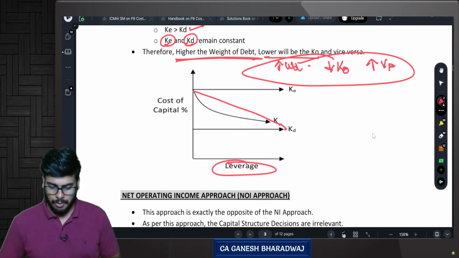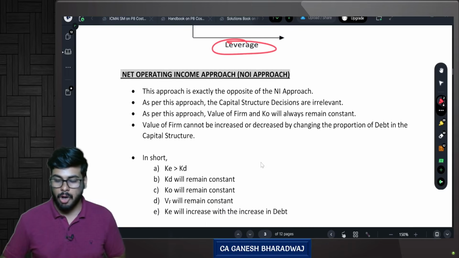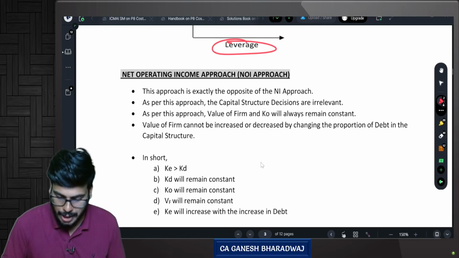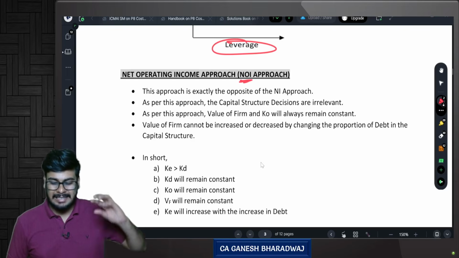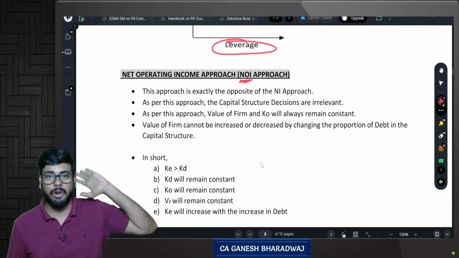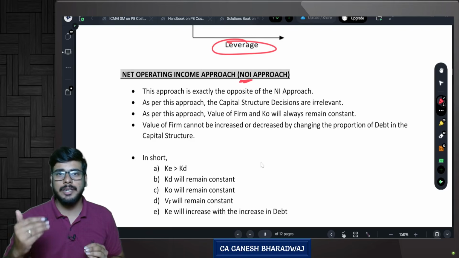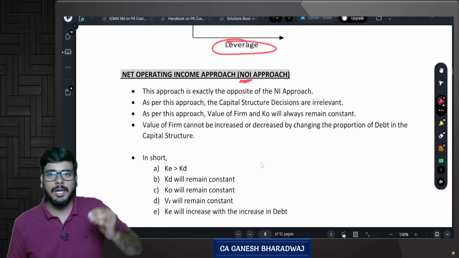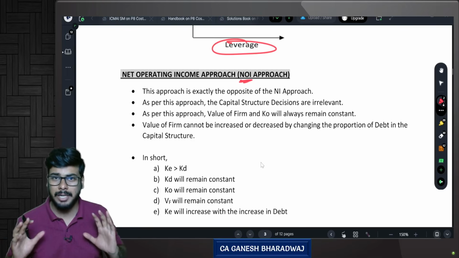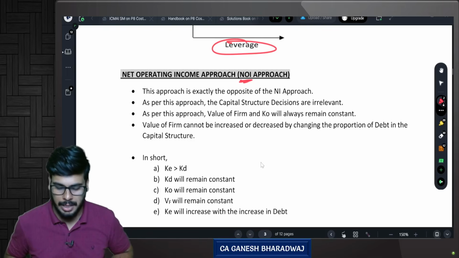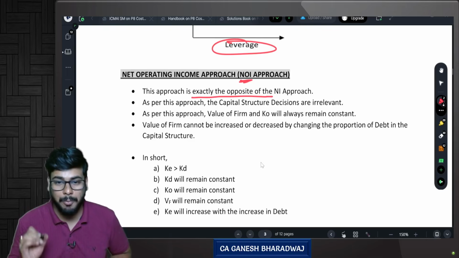So now let's go to the next approach, which is called the NOI approach, the net operating income approach. Now, in this approach, what are they saying? They are saying completely the opposite of the net income approach. The net income approach was more logical. We saw that as you increase the proportion of debt in your capital structure, your KO reduces and automatically your value of firm increases. This is basically logical.